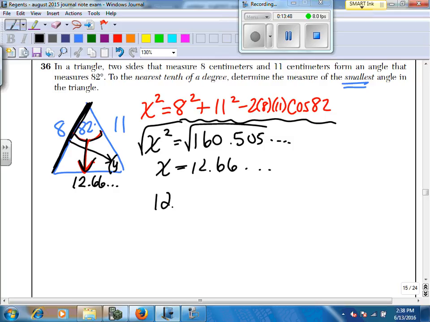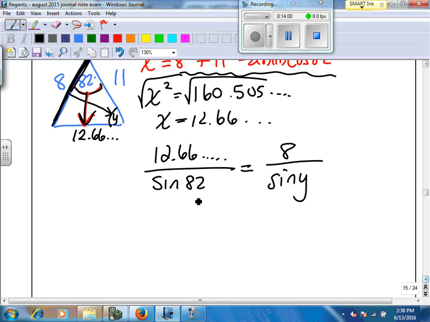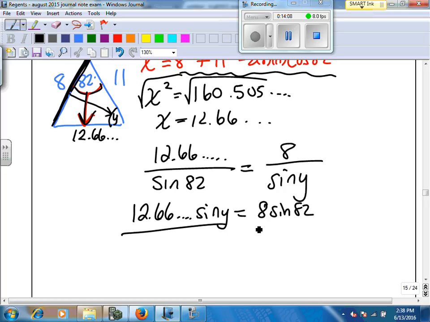This 12.66 number that should still be sitting in your calculator, we'll have to go over the sine of 82, and 8 will go over sine of y. And we solve by cross multiplying. 12.66 whatever sine y equals 8 sine 82. Divide, divide.